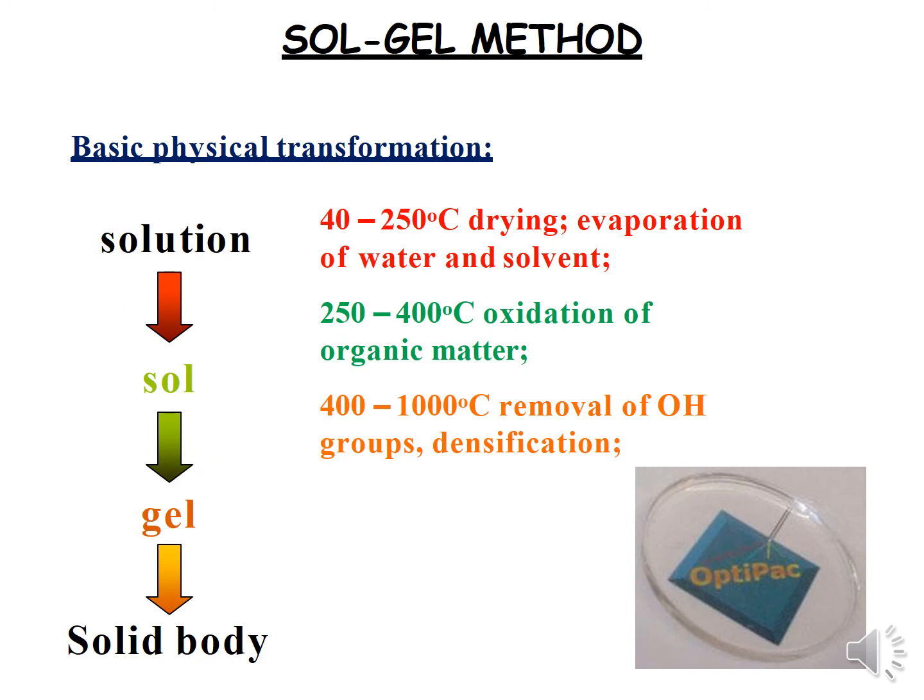Sol-gel method. Basic physical transformation. Solution gives rise to sol on heating at 40 to 250 degrees Celsius, with drying and evaporation of water and solvent. Sol gives rise to gel at 250 to 400 degrees Celsius, with oxidation of organic matter, and the gel gives rise to a solid body upon heating at 400 to 1000 degrees Celsius, with removal of OH groups and densification.